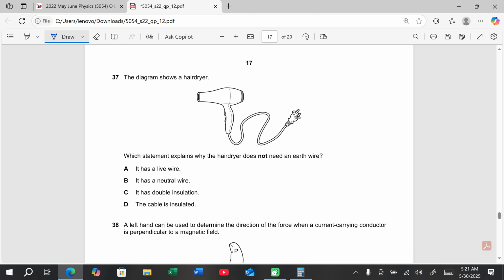The diagram shows a hair dryer. Which statement explains why a hair dryer does not need an earth wire? It has a live wire. It always has a live wire. That has nothing to do with the other thing. It has a neutral wire. Yes, it has a neutral wire. It is a double insulation. Yes, this can be one of the factors. The cable is always insulated, so it is C. And it has a plastic body that is used as insulation.